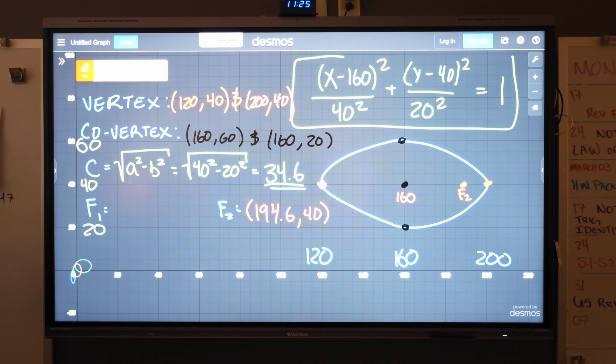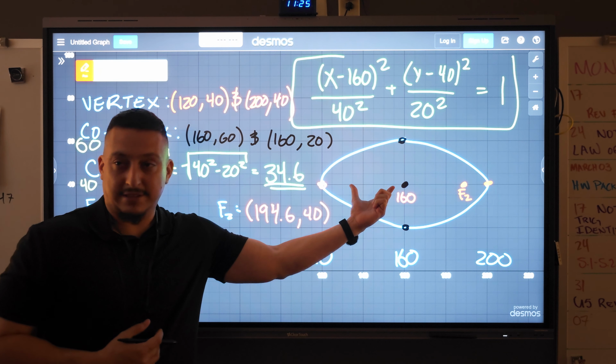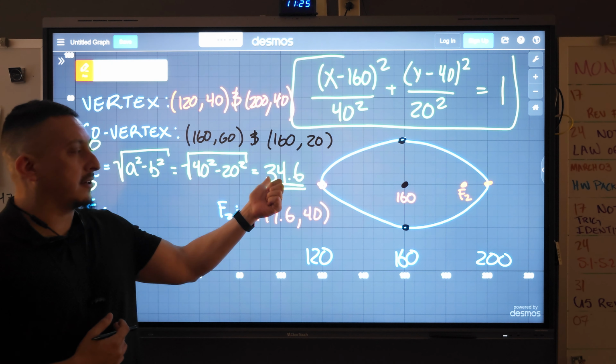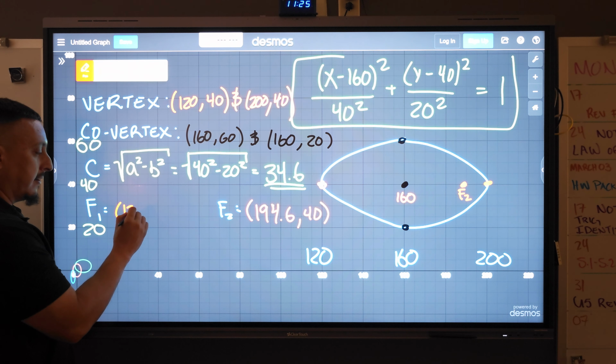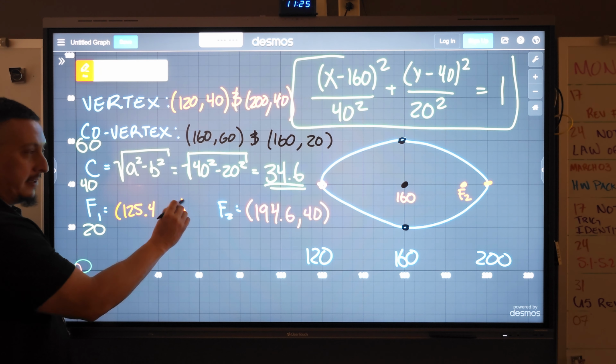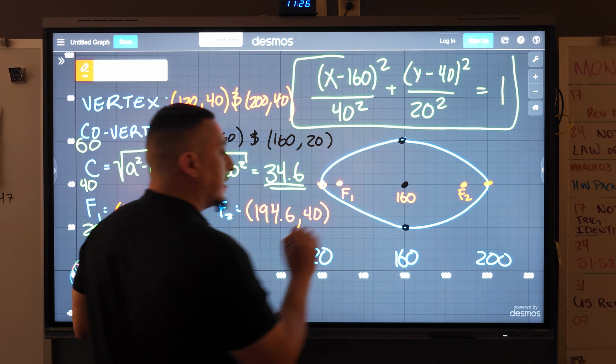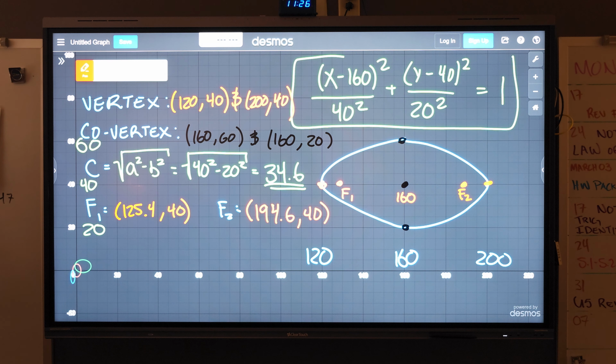Y'all with me? I just added that, right? To get F1, you just subtract 160 minus this, because that's the distance right there. So what's 160 minus 34.6? 125.4. Same height, still at 40. So 125 would be like right here somewhere. Did that make sense how to find that? You just add it to that number, subtract it to that number. We good? Questions, guys? That's it. That's all there is to ellipses. Okay, that's the whole picture. So we're done.